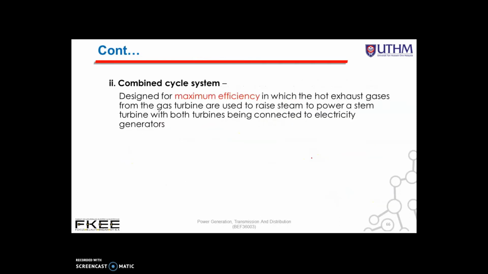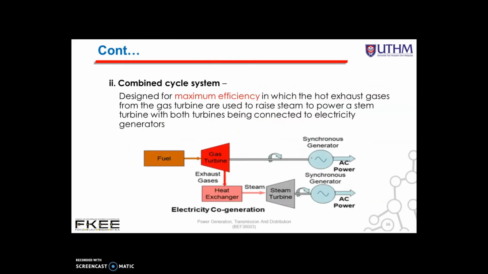Okay. So the next one is the combined cycle system. This combined cycle system is designed for maximum efficiency, in which the hot exhaust gases from the gas turbine are used to raise steam to power a steam turbine, with both turbines being connected to electricity generators.